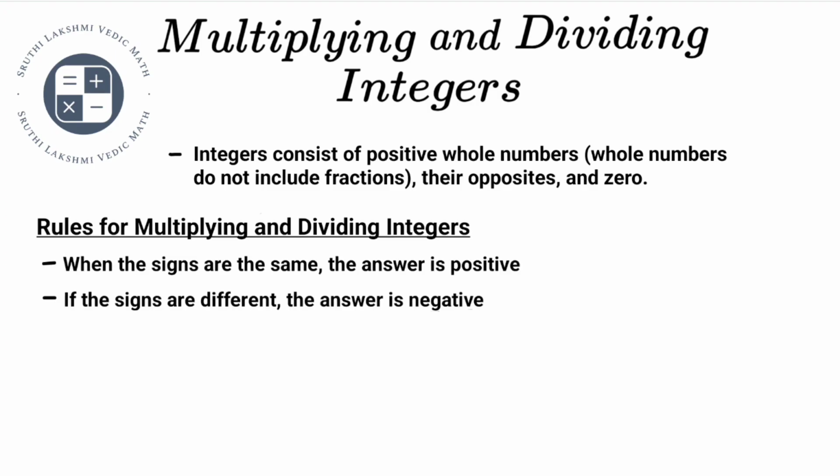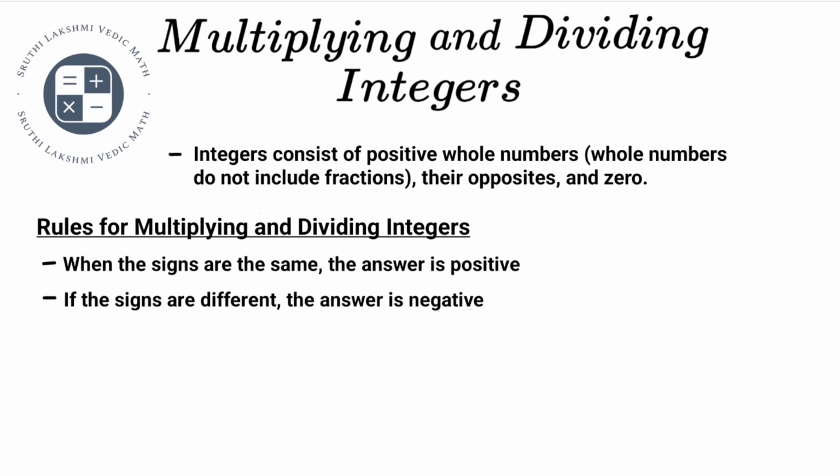The first one is that when the signs are the same, the answer is always positive. So let's just say you're multiplying two positive numbers or dividing them, the answer is going to be positive. And the same applies when you're multiplying or dividing two negative numbers. And now if the signs are different, as in one of them is positive and the other is negative, the answer will always be negative.